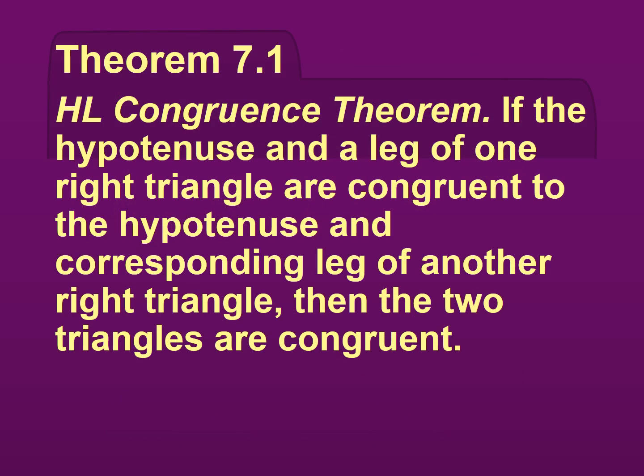So let's talk about some congruence theorems that have to do just with right triangles. The first one is going to be the HL congruence theorem. HL stands for hypotenuse leg. And this is what happens when the hypotenuse and a leg of one right triangle are congruent to the hypotenuse and corresponding leg of another right triangle. Then that means that those two right triangles are congruent.